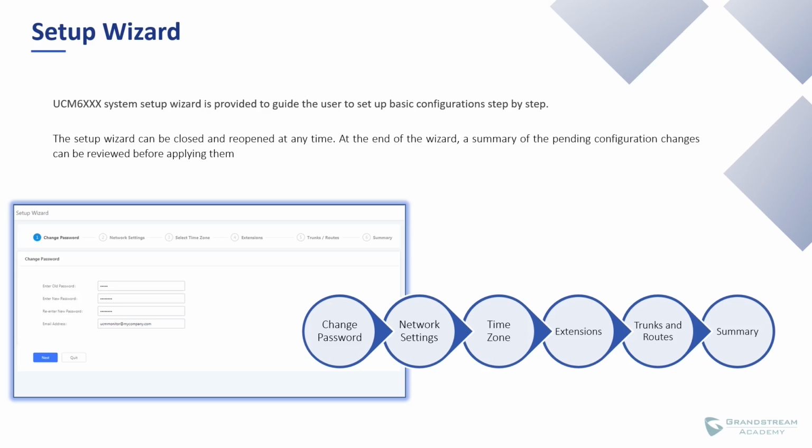The third section is the time zone configuration, in order to select the proper time zone option so the UCM can display correct time. Extensions: users can create new extensions using the setup wizard. Trunks and routes can also be configured directly in the beginning using the wizard. At the end of the wizard, a summary of the pending configuration changes can be reviewed before applying them. And of course, the setup wizard can be closed and reopened at any time.